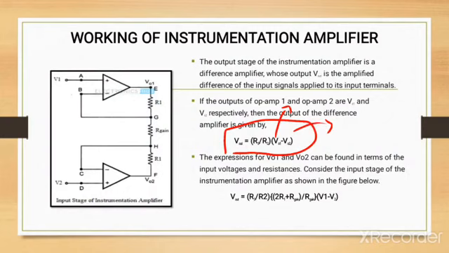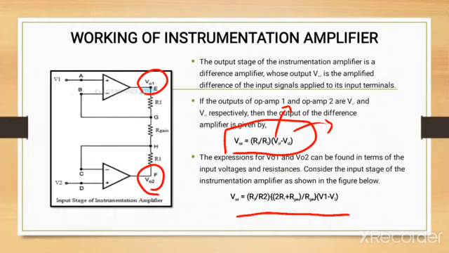Here V01 is the output from amplifier 1 and V02 is the output from amplifier 2, and this will be taken as input to the difference amplifier in the output stage of the instrumentation amplifier. So now we have to derive what V01 and V02 are, and then substitute in this Vout value and get the output of the instrumentation amplifier.